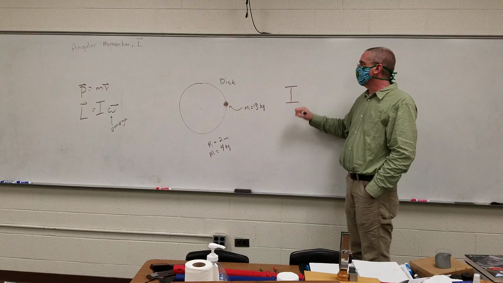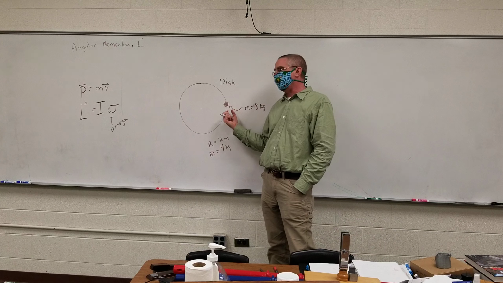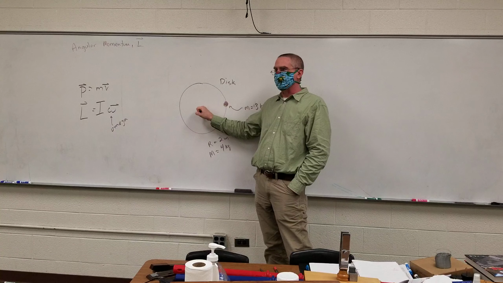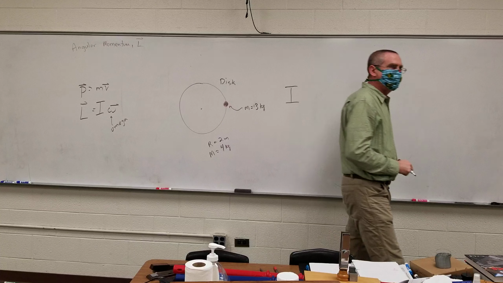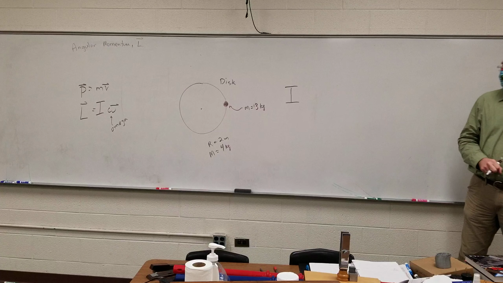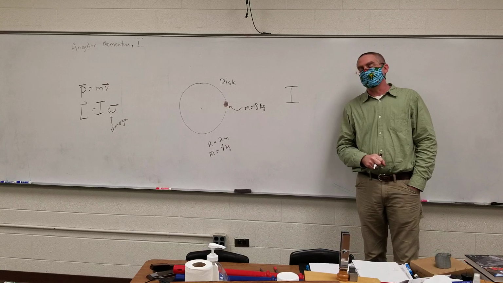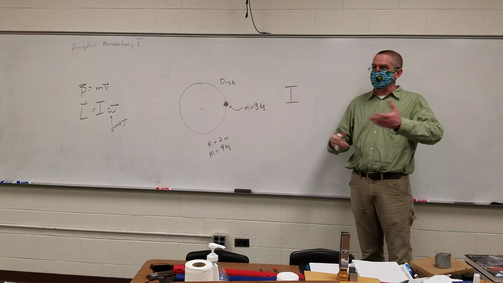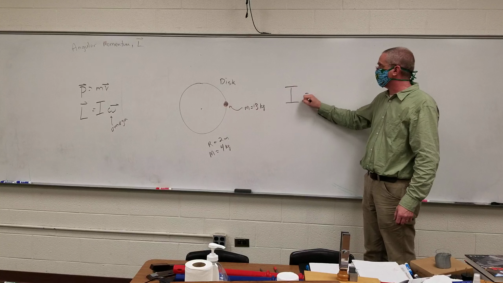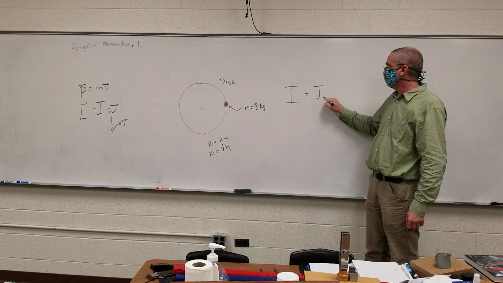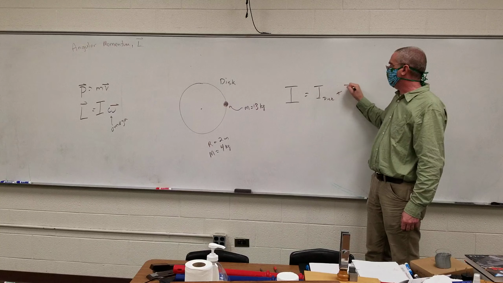Moment of inertia of this blob on disk as it spins around the center here. If you recall back to last week, moment of inertia is just adding up a whole bunch of mr squared, so in essence this is just I of the disk plus I of the blob, as we got a formula for both.